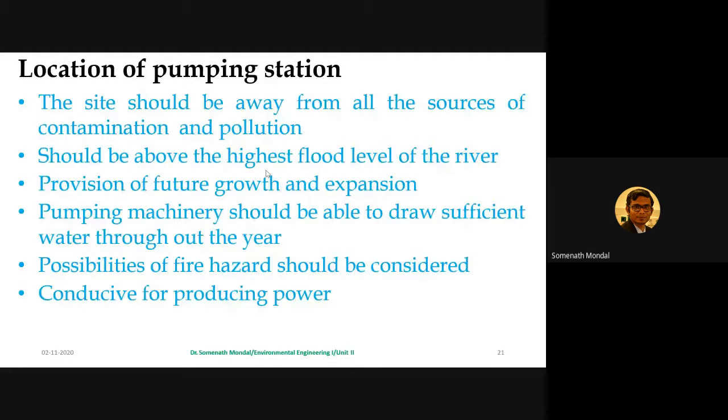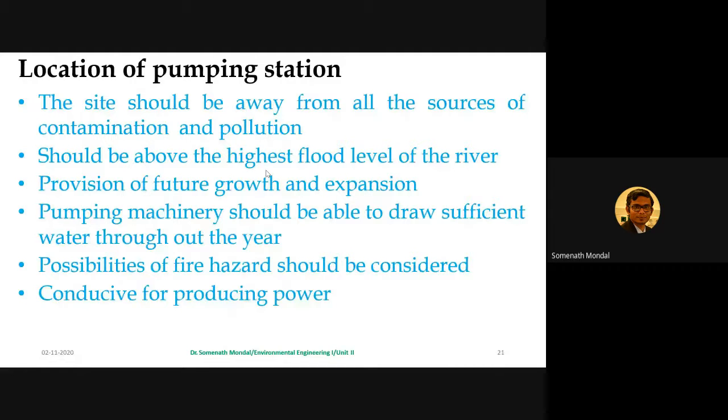Now to do that, we'll have to do all the different studies associated with the dry weather flow, the changes in the river course, and the variation in the water because of the variation in the season. So those things are really important.